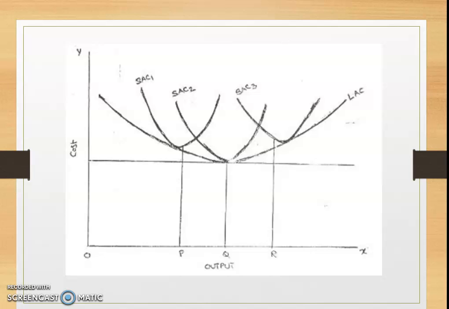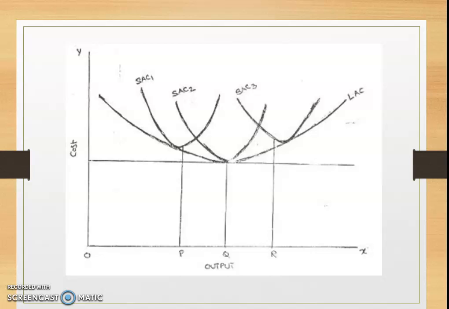So let's see a graphical representation. On the x-axis, we have output, that is OX, and OY is the total cost. Here you could see a series of SAC curves. SAC curve is nothing but the short-run average cost curve. All these SAC 1, 2, 3 are short-run average cost curves. And LAC is nothing but the long-run average cost curve.